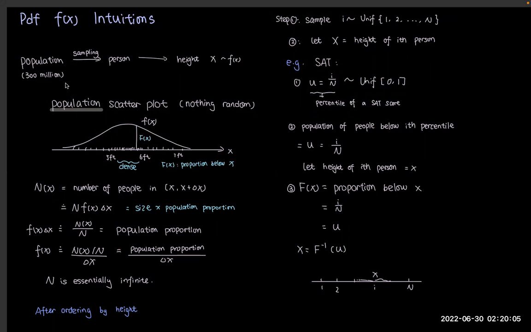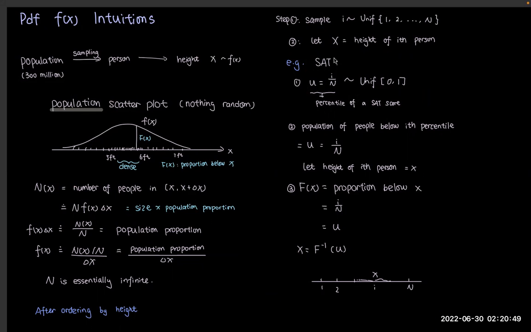You randomly sample a person from this population of 300 million, or you randomly sample a point from these 300 million points that follow the density f of x, where f of x describes the distribution of these 300 million points. Now, if we sample I uniformly from 1 to n, and you look at U equal to I over n, then it follows a uniform distribution from 0 to 1. Let's assume n is big enough, so I over n can be treated as a real number. And this U is actually just the percentile of this person, just like in the SAT score, as I mentioned last time.